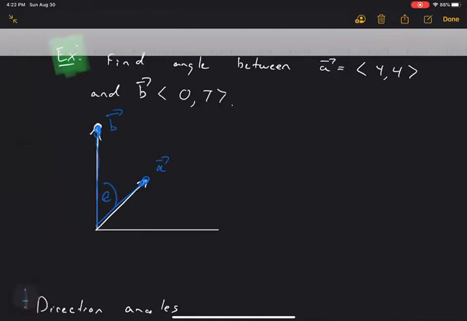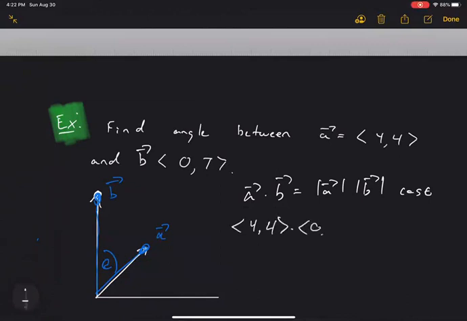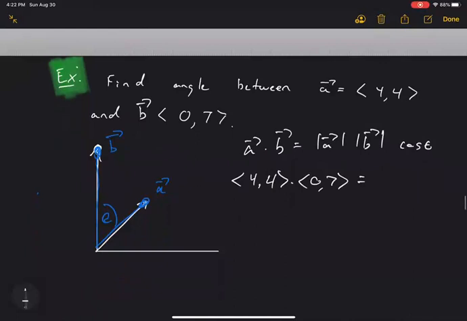Okay. Well, let's use our formula. A dot B is going to be magnitude A, magnitude B, cosine theta. So let's first figure out everything we can. What's A dot B? A dot B would be (4, 4) dot (0, 7). And then what's the magnitude of A, the magnitude of B? Let's figure those out to the side over here.